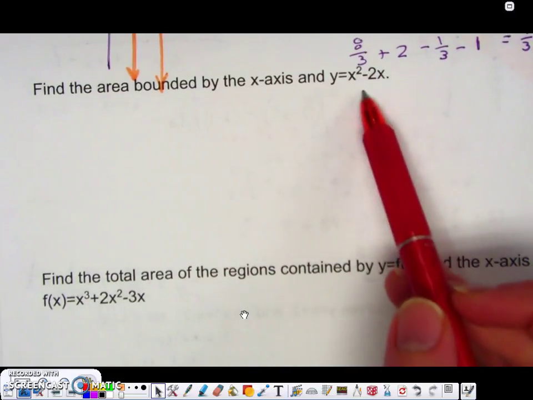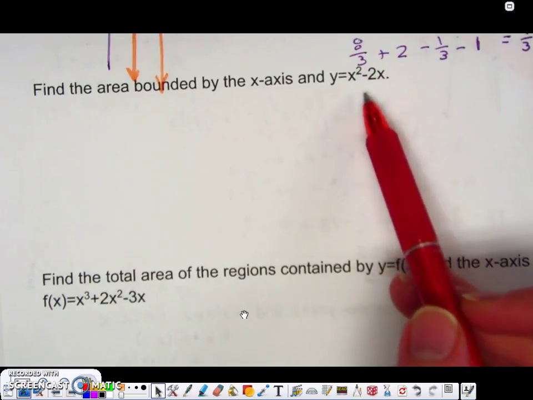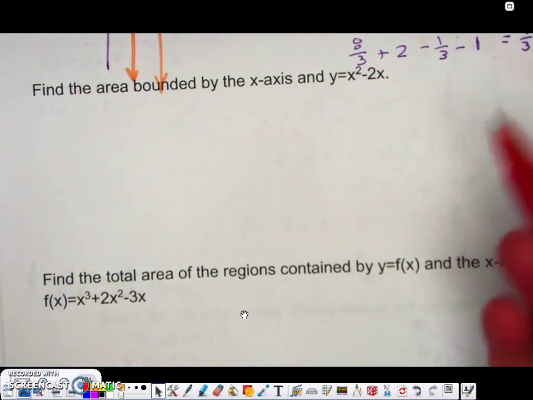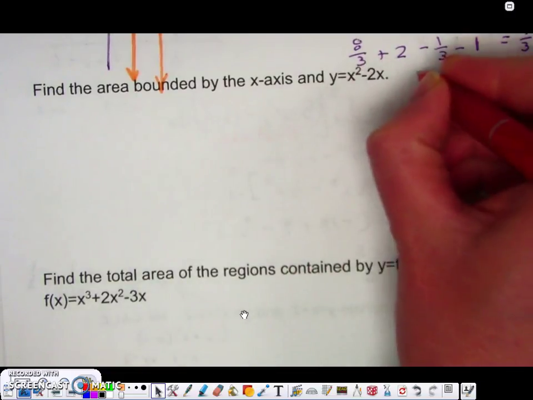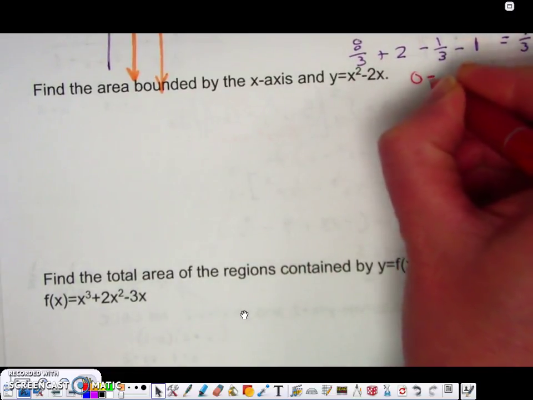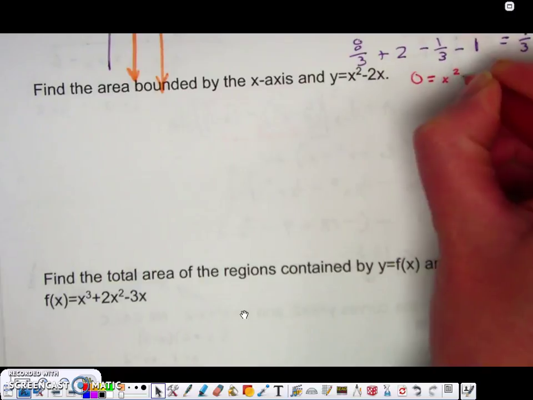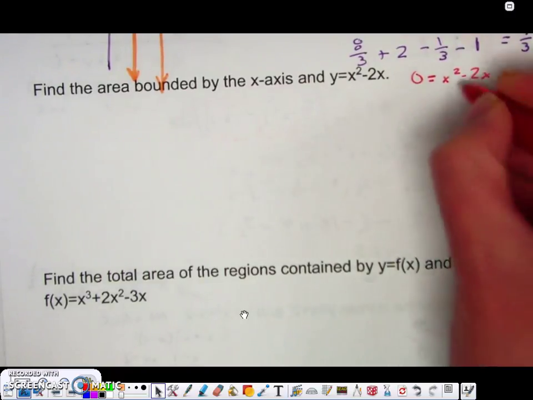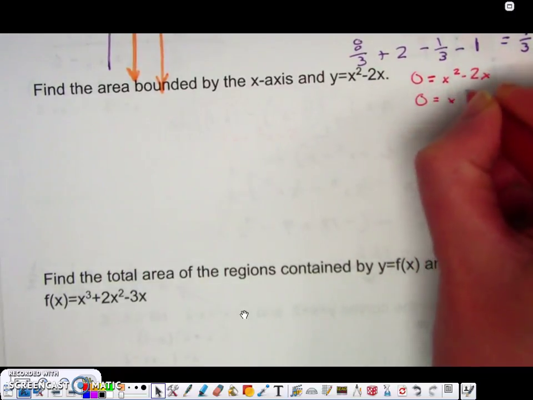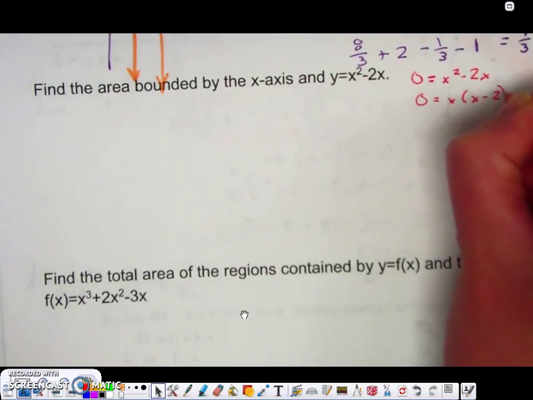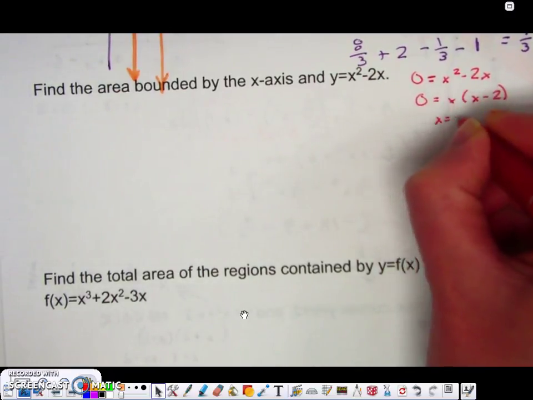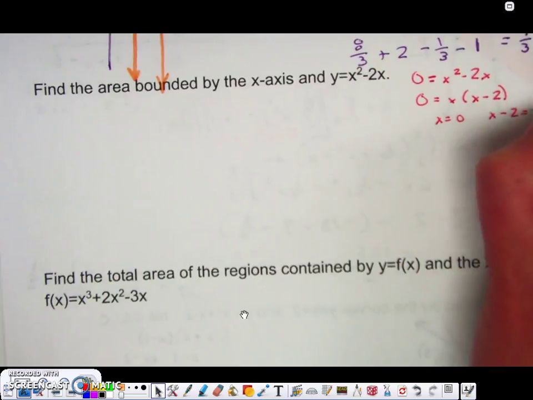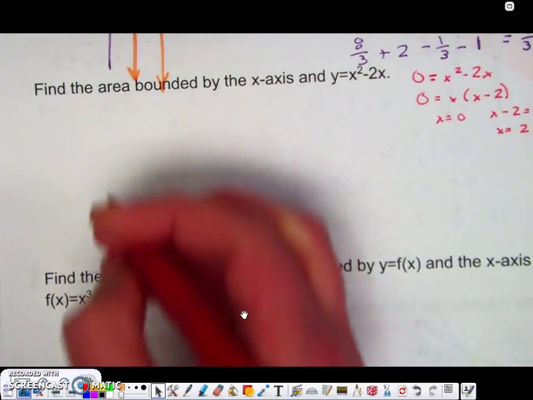We know this is a parabola. We have a couple of key features that we can figure out. One is we can find the intercepts. So I'm going to go ahead and set y equal to 0 and find the x-intercepts, since this is so easy to factor. Okay, so we could just factor out an x. That leaves us x minus 2. Set each one of those equal to 0. And we easily know then that we have intercepts at 0 and 2.